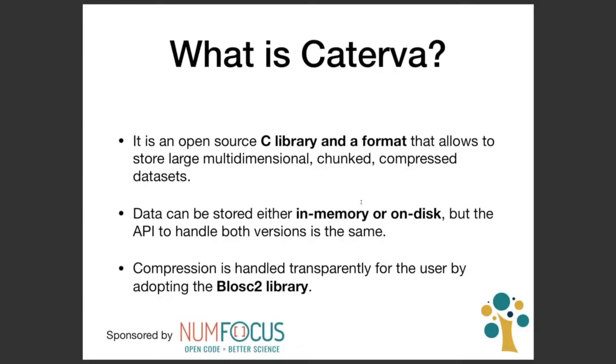Okay, so let's go with the meat of the presentation. What's Caterva? Caterva is an open source C library and a format that allows to store large multidimensional, chunked, and compressed datasets. Data can be stored either in memory or on disk, but the API to handle both versions is the same. And compression is handled transparently for the user by adopting the Blosc2 library, which is the next generation of Blosc that I am going to talk a little bit about.